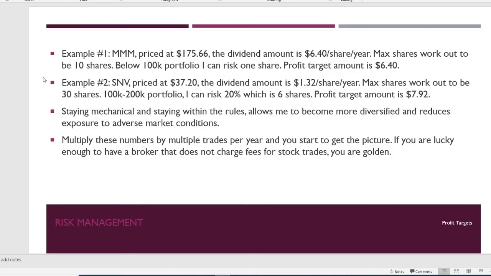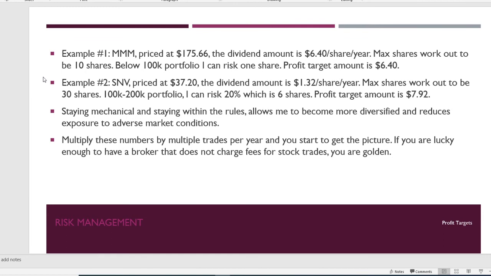So in example one, I don't know if you guys are familiar, 3M, that's 3M, the company. It's priced at $175.66 at the time of this recording. The dividend amount is $6.40 per share per year. Max shares work out to be 10 shares. Below in a portfolio, 100,000 K and below, I can risk 1 share. The profit target amount is $6.40.